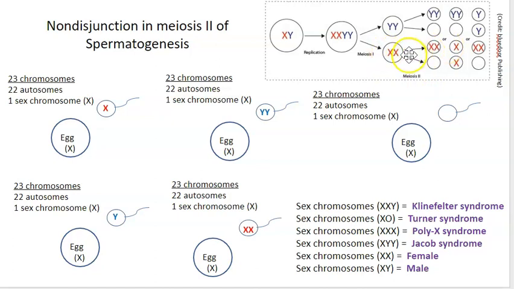Or it's possible that the X's divide fine. So these two gametes here would be normal. They would have 23 chromosomes, 22 autosomes, and 1 sex chromosome, an X.